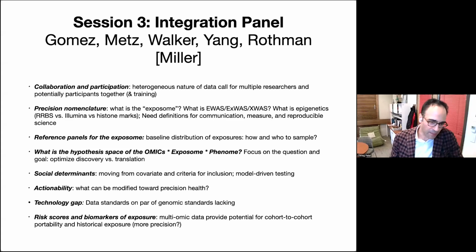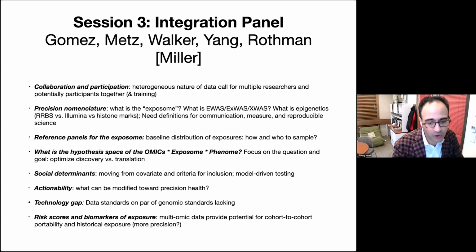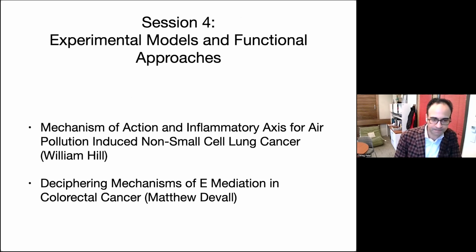I think there's a technology gap too. There was talk about the lack of data standards that are on par with genomic standards. We talked a little bit about this earlier, but potentially these multi-omic measurements, if not causal for the outcome, could provide biomarkers for exposure. So there's potential for cohort portability and potentially indicators of historical exposure, that others like Dr. Hoyo mentioned could be markers of aggregate exposure, or that example about diet, about historical exposure.